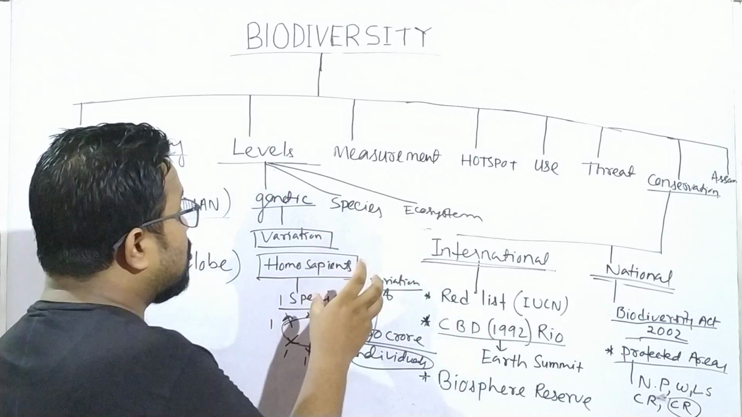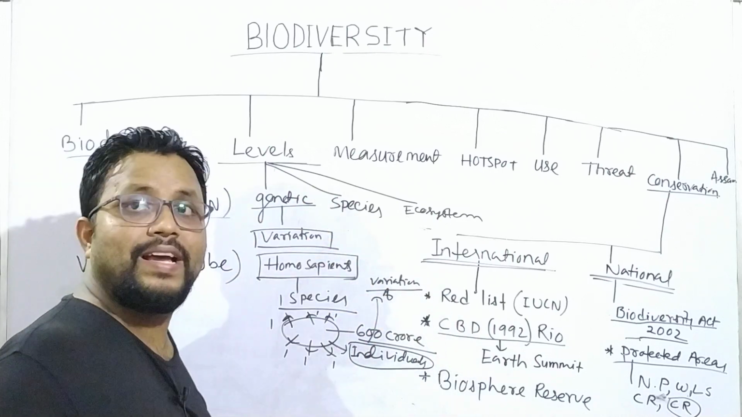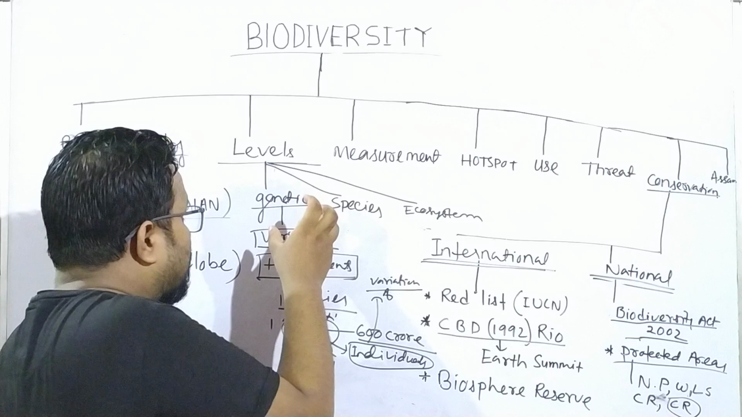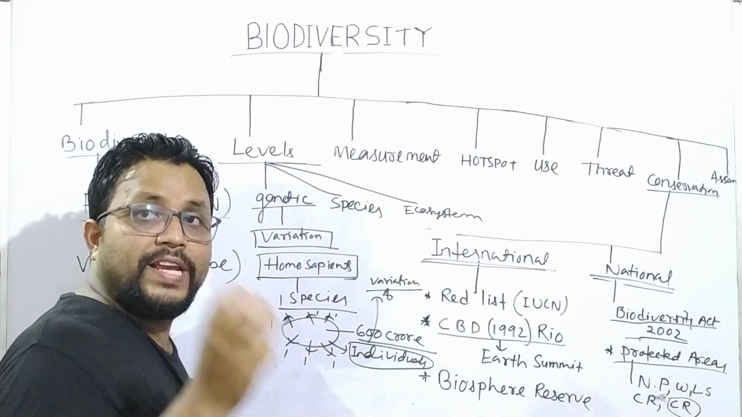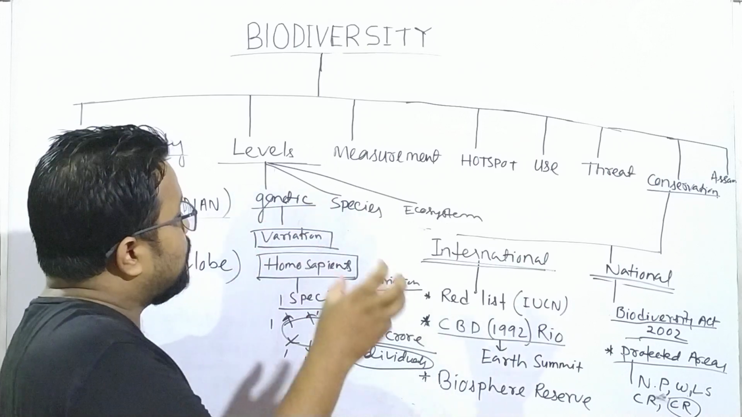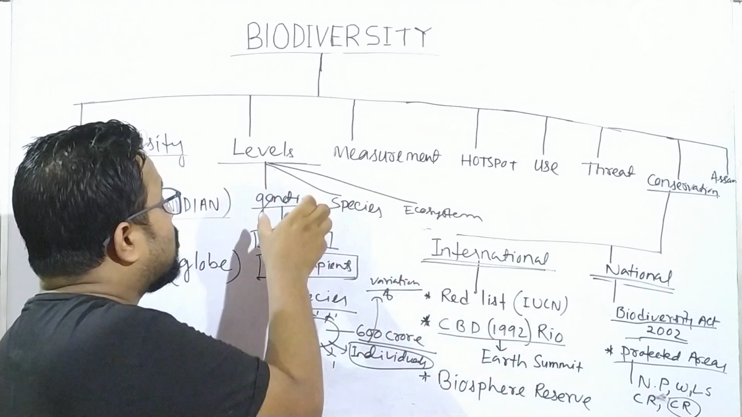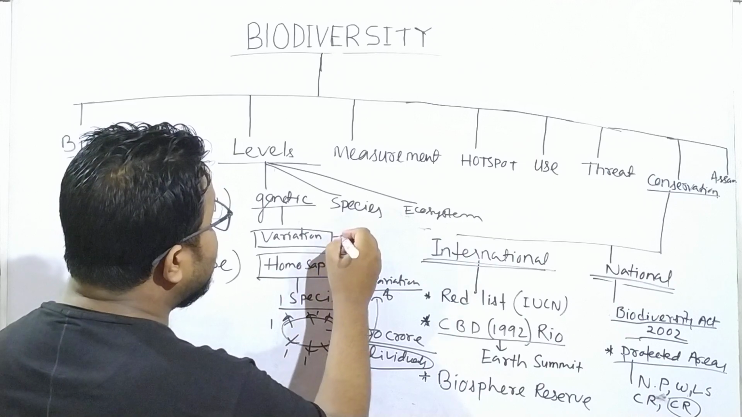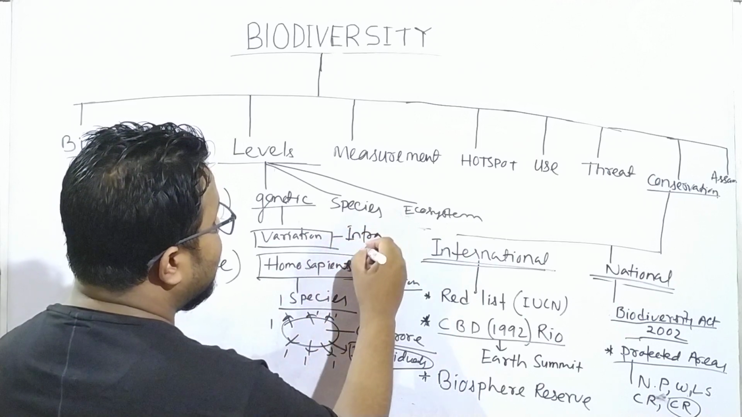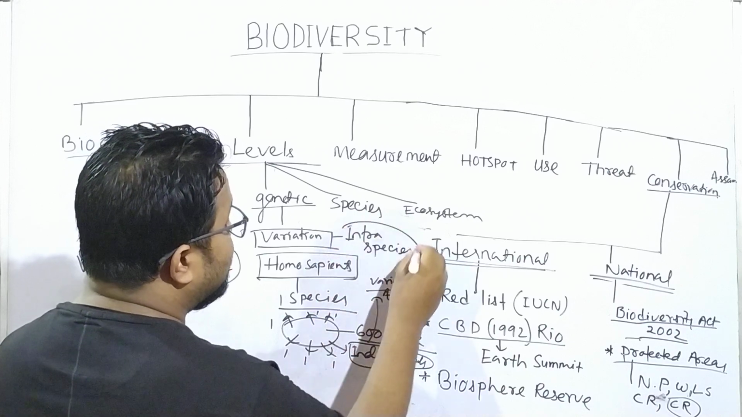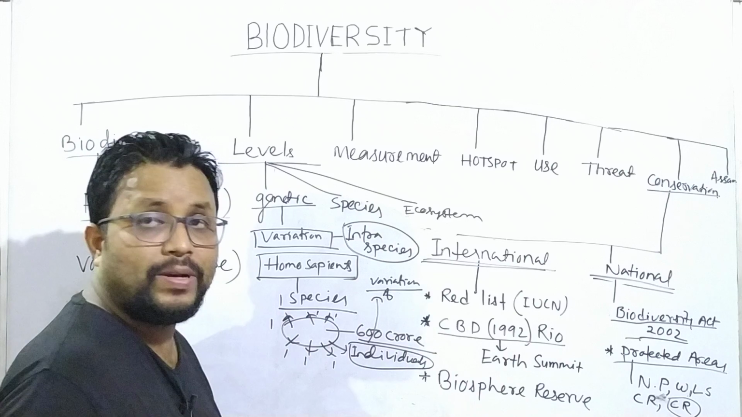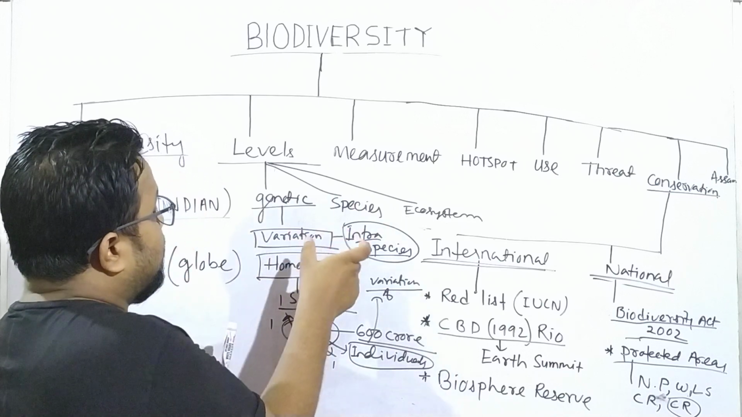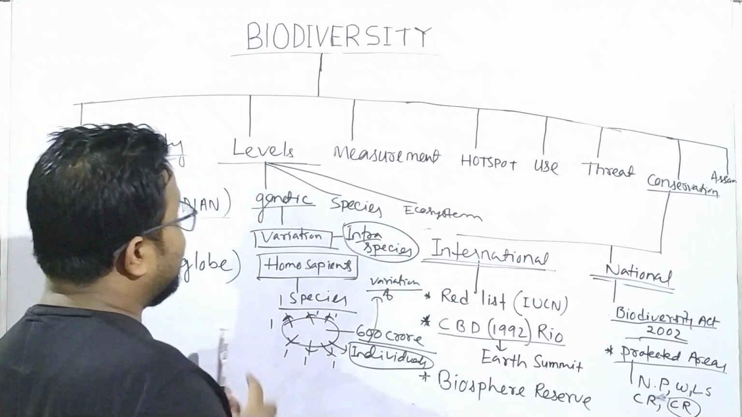If the diversity occurs because of variation of genes, that is called genetic diversity. Because variation of genes causes the diversity, it is called genetic biodiversity, or you can use another term, intra-species biodiversity. Intra, not inter.